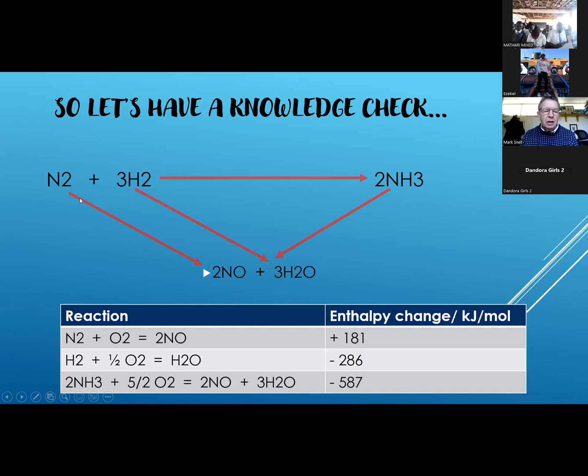I have to remember, okay, the first one, N2 one, is easy because that is positive 181. But there are 3 hydrogens. So the 3 hydrogens are 3 times negative 286. So that arrow there is worth negative 858. This arrow down here is worth negative 587, going from ammonia, going from NH3 downwards. But it's going the wrong way.